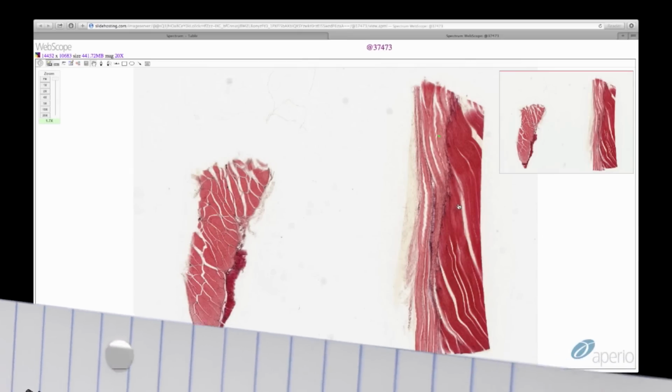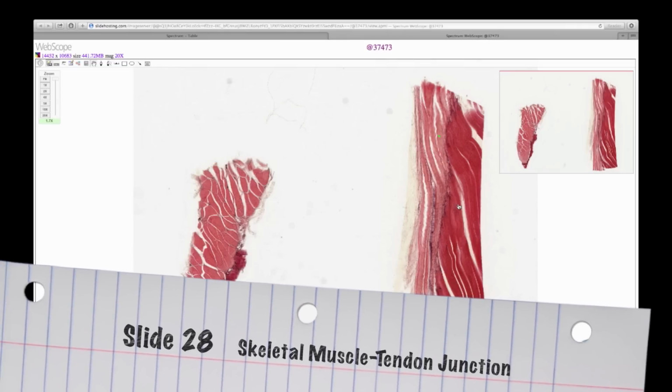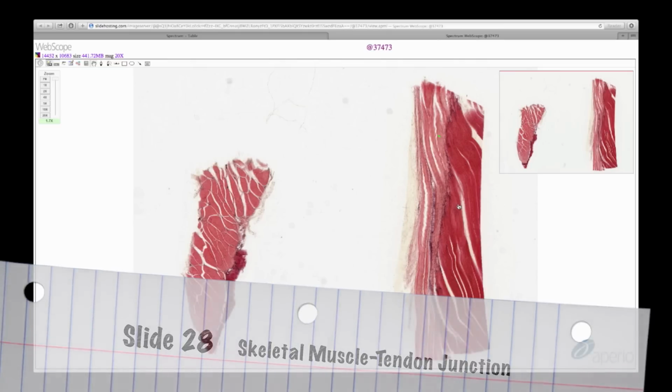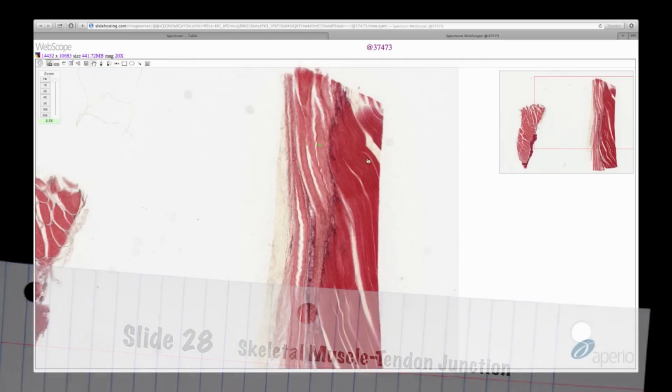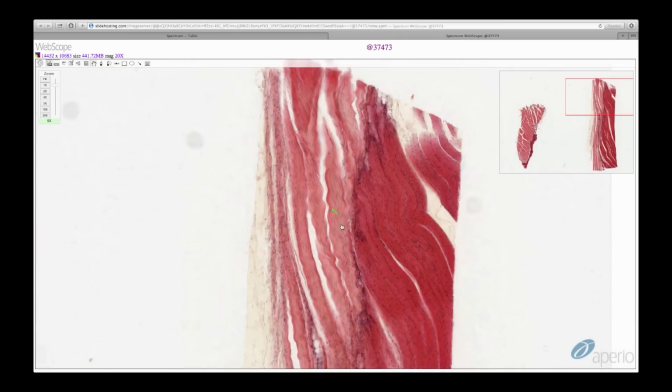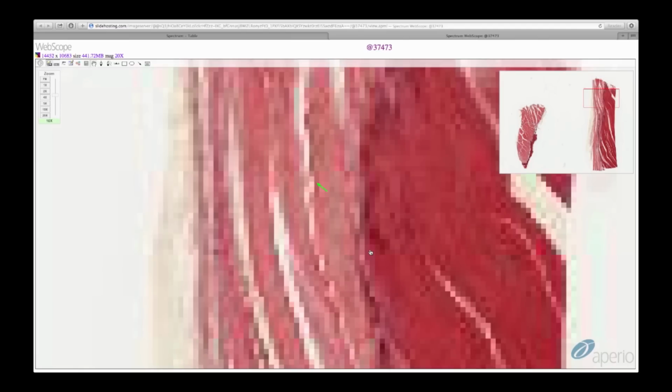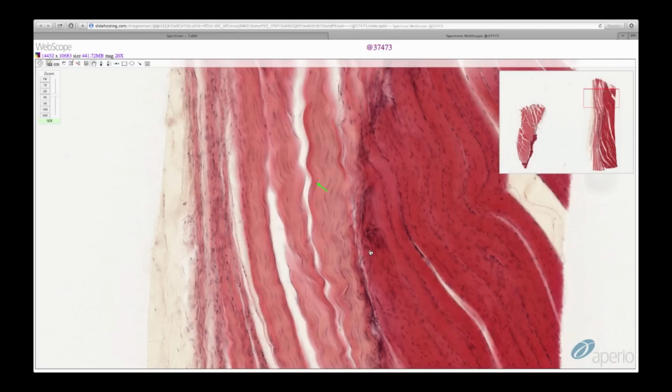We are now looking at slide 28, which is a muscle-tendon junction prepared with H and E. As I zoom in on the longitudinal section, I would like to point out the differences between the 2 tissue types in this slide. To differentiate between skeletal muscle and tendon, there are 2 factors that should be considered. The first is the shape of the fibroblast nuclei.